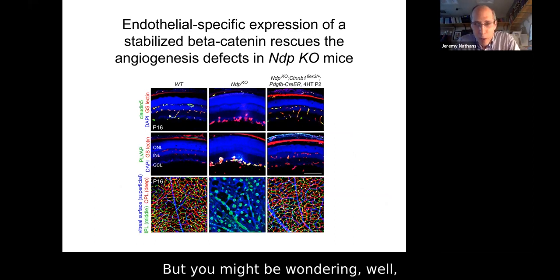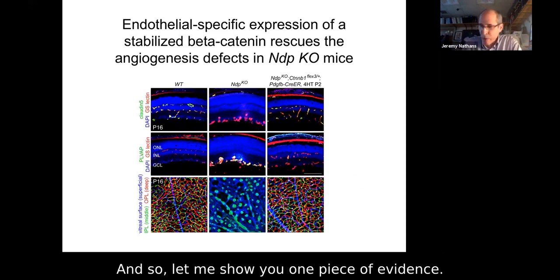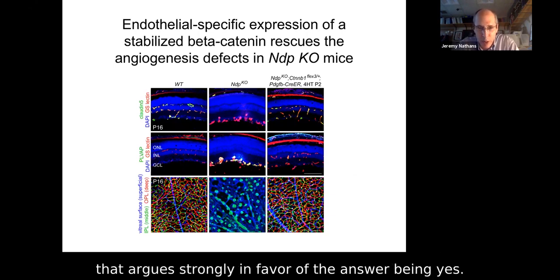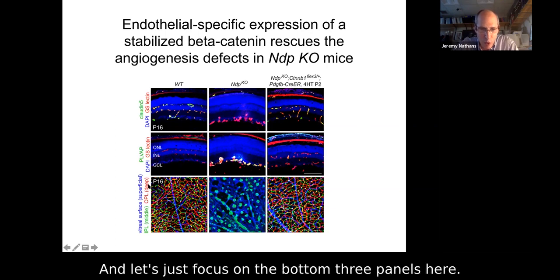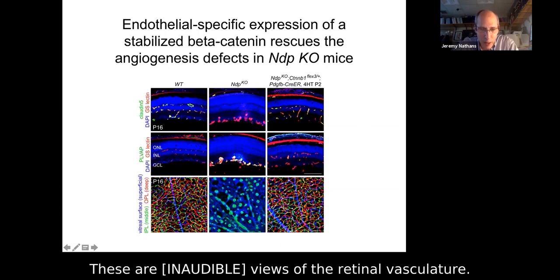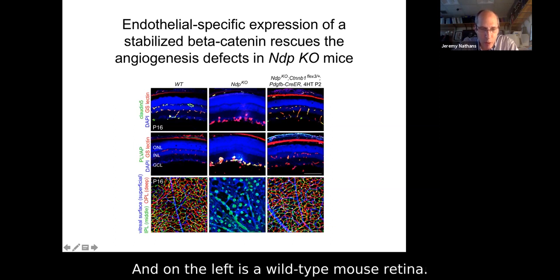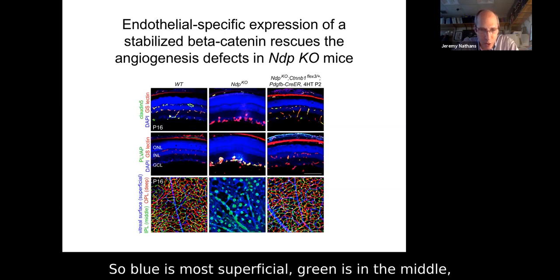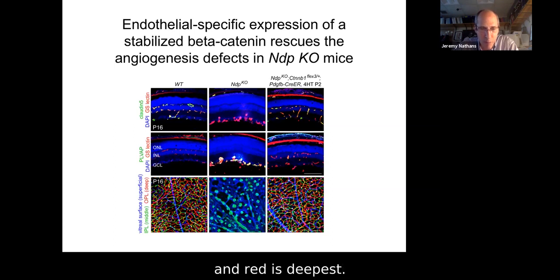But you might be wondering, well, does this really hold up in vivo? And so let me show you one piece of evidence. It's an experiment from Yuli and Zhu that argues strongly in favor of the answer being yes. And let's just focus on the bottom three panels here. These are confocal views of the retinal vasculature. And on the left is a wild type mouse retina. And the vasculature has been color coded based on its depth within the retina. So blue is most superficial, green is in the middle, and red is deepest.